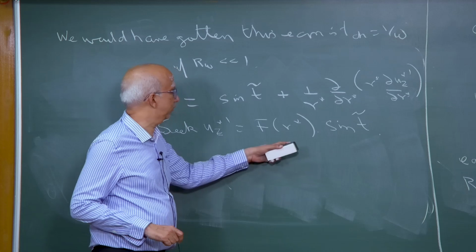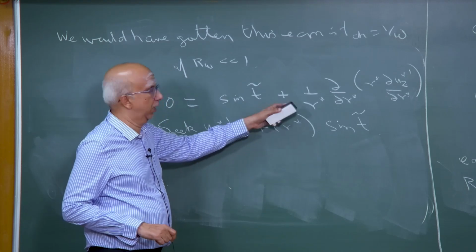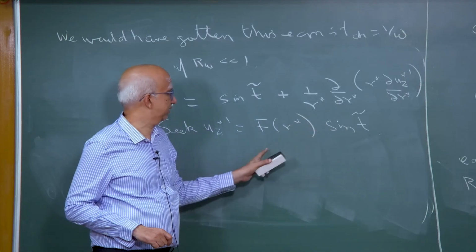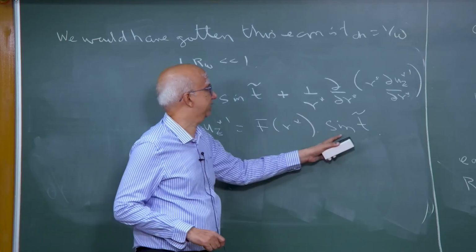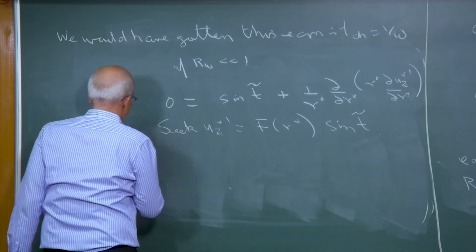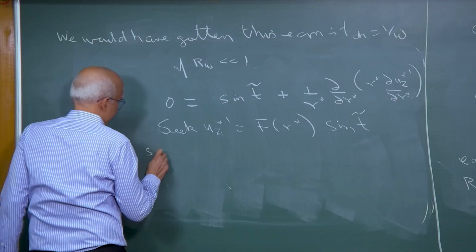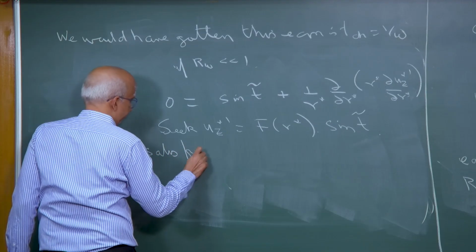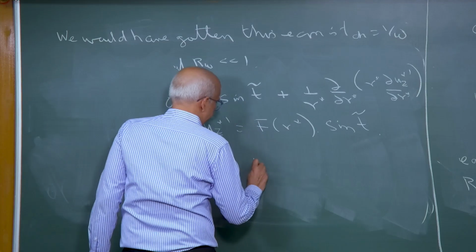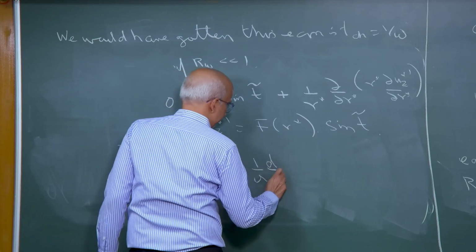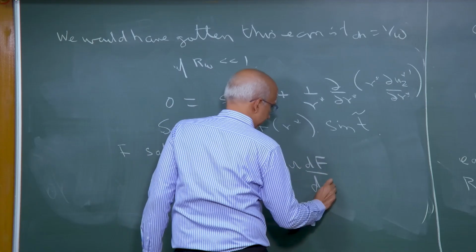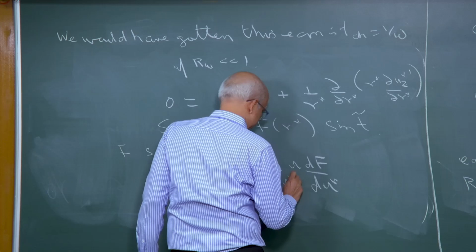I can substitute this expression back here. This is the derivative with respect to R, and only this is going to contribute to the derivative. Sin T star is going to stick outside. Okay. If I substitute this here, f satisfies 0 equals 1 plus 1 by r d by dr of r df by dr, in r star.